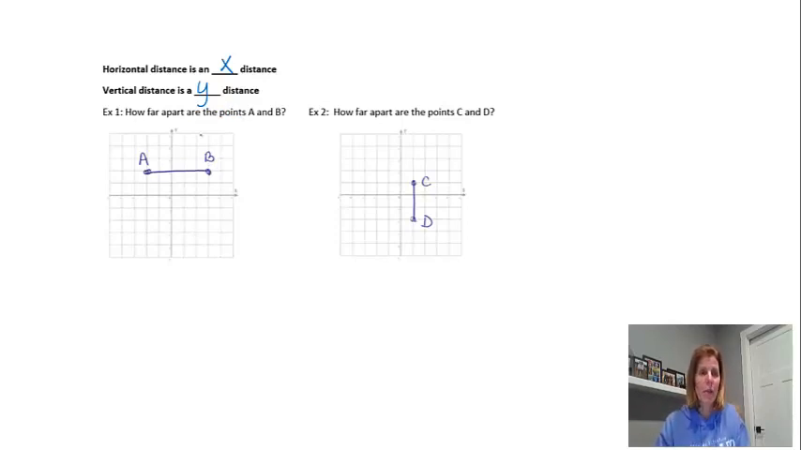So the first one, if I look at example 1, how far apart are the points A and B? This is looking for a horizontal distance, or an x distance, I will call it. And to do this, we simply can just count. If I start at A, there are 1, 2, 3, 4, 5 spaces connecting A and B. So how far apart are they? They are 5 apart. Okay, and then on this one, how far apart are the points C and D? This would be a y, or a vertical distance. To figure out how far apart they are, again, start at C, and I'm going to count 1, 2, 3 units away from each other. So my vertical distance will be 3.